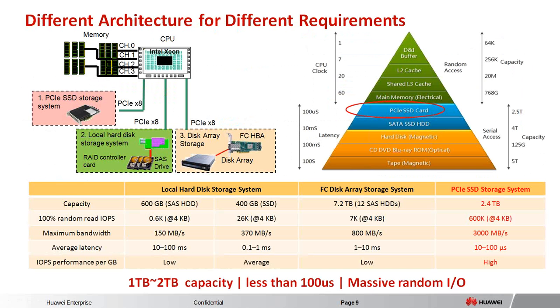If you look at the right-hand side, the performance PCIe storage system, the 2.4 terabyte one we have listed, you see 600K IOPS at 4K, 3,000 megabytes per second. And the thing that many people don't mention very much is the average latency. Our cards have superior low latency, which I will present from a StorageReview independent case study. So, bottom line, it is less than 100 microseconds with massive random IOPS and great price performance.